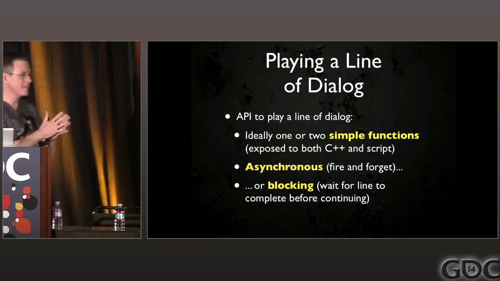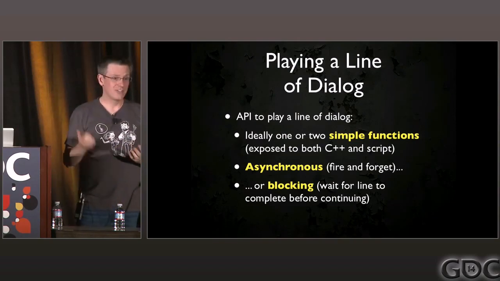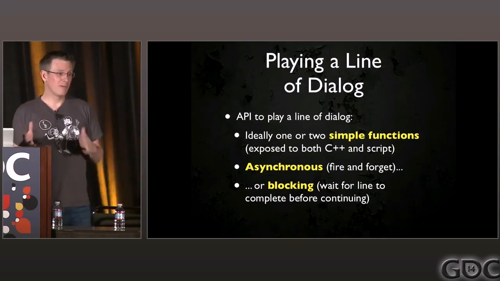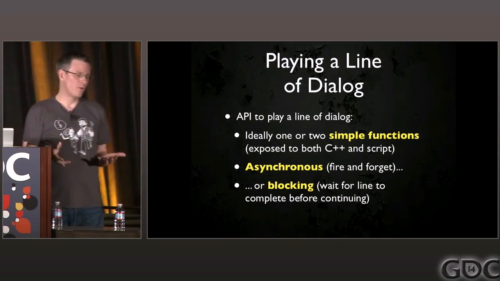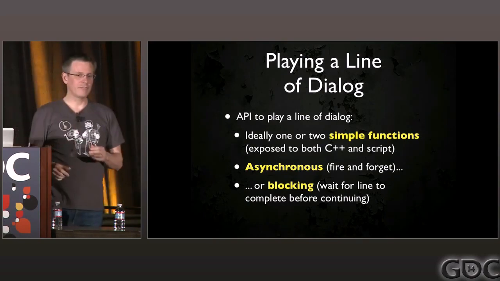OK, so basically, if your API for playing dialogue in your engine is really, really simple to use, it'll get used a lot. If it's complicated, the AI programmers will shy away from it. The designers won't use it. So you really want something that's simple. And we chose to do something that's just a fire and forget kind of API.